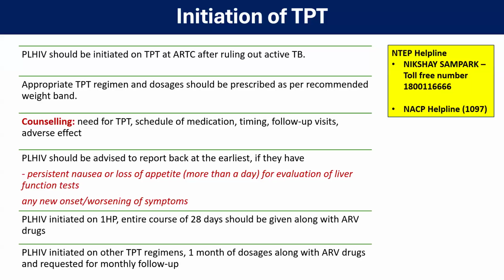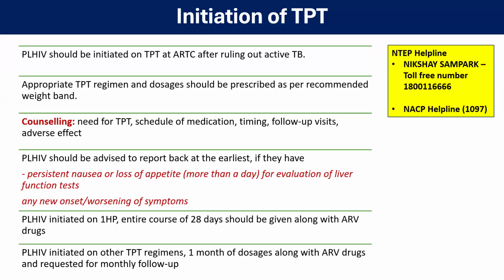So PLHIV who are initiated on 1HP, the entire course of 28 days should be given along with the ARV drugs at the ART center. PLHIV initiated on other TPT regimens, 1 month doses along with the ARV drugs are given for a monthly follow-up. The most important point is that the 28 days course is a very short, 1 month course. So the patient has to be counseled for adherence to these medications and completion of the course for 28 days. They have to take it along with the ART. That is the most important thing. And follow-up of these patients for these 28 days, because this is a very short course TPT regimen. They have to be followed up continuously for 28 days. That is the most important thing.